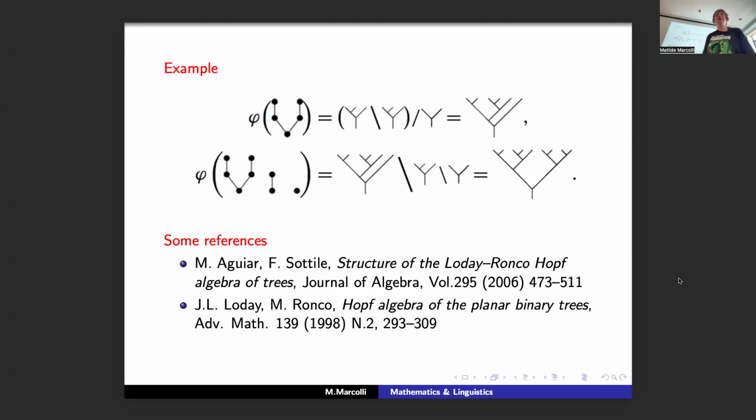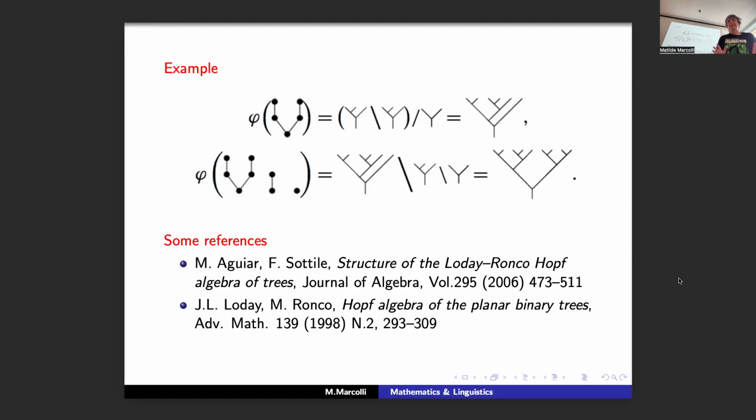In fact, I'm not going to go through the proof that this really is a map of algebras, because it's a bit involved. It's in this paper. I've put it on the web page. You know, also the old proof that this Loday-Ronco Hopf algebra has all the properties.